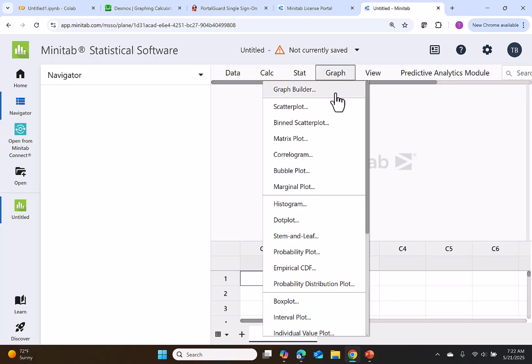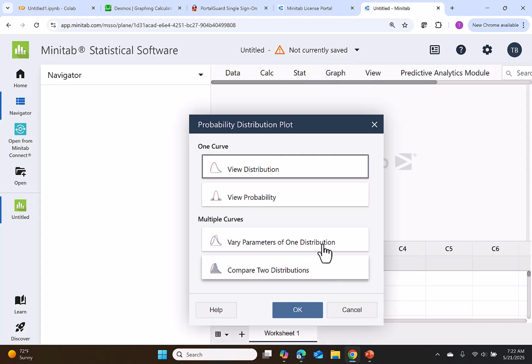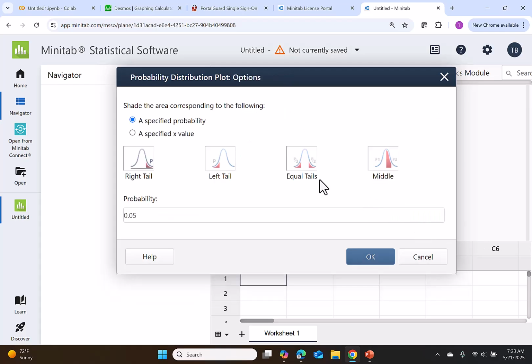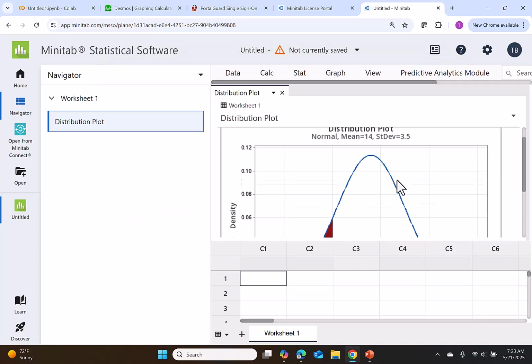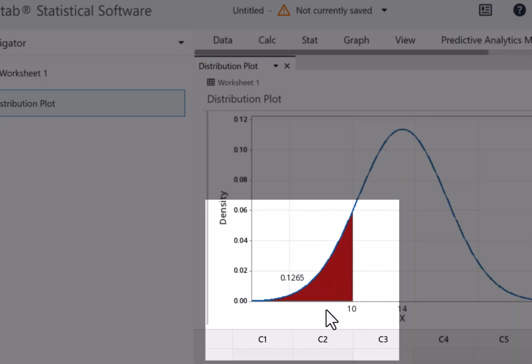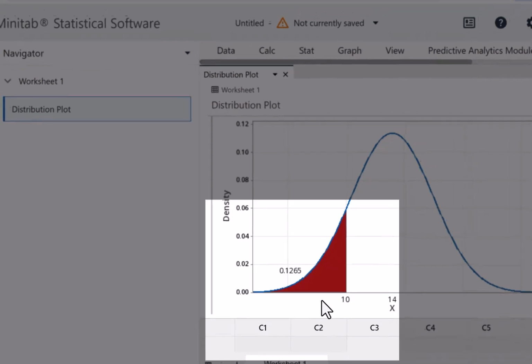We'll start by going to Graph, Probability Distribution Plot, View Probability. We're going to enter that the mean was 14 and our standard deviation was 3.5. In the options, we are looking for a specified x value that is in the left tail. This is where we enter the value of 10. In the graph, we can see the left tail is shaded and our probability is 0.1265 or 12.65%.